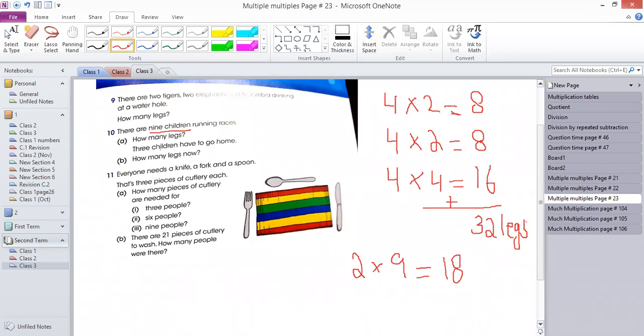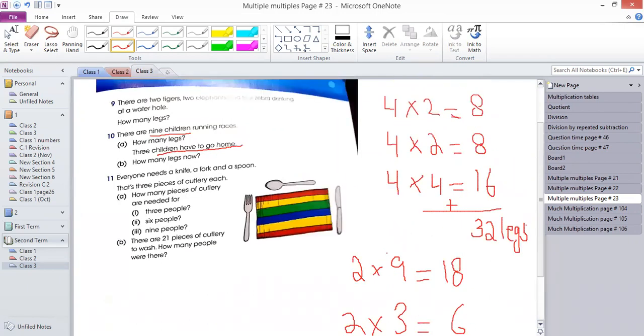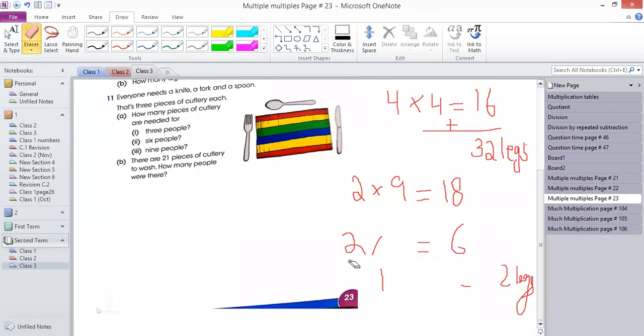Now question number 10B was, if 3 children have to go home, how many legs now? If 3 children go home, so 3 children's legs will be 2 multiplied by 3. 1 child 2 legs, 3 children 6 legs. From 18, when you take out 6 legs, take out 3 children's legs, which is 6, there will be total 12 legs. So when 3 children go home, there are 12 legs now.